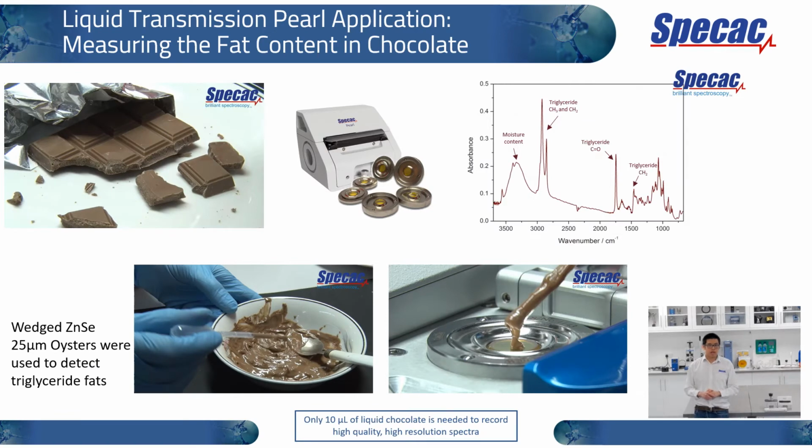In this particular application, we look at measuring the fat content in chocolate. So the PEL, at the moment, as I've mentioned before, hasn't got a heatable option just yet. So for this application, we've had to melt the chocolate using a separate heating stage. And once the chocolate is melted, we only need to apply 10 microliters of the chocolate sample onto the PEL in order to obtain high quality, high resolution spectra, as you can see in the top right hand corner.